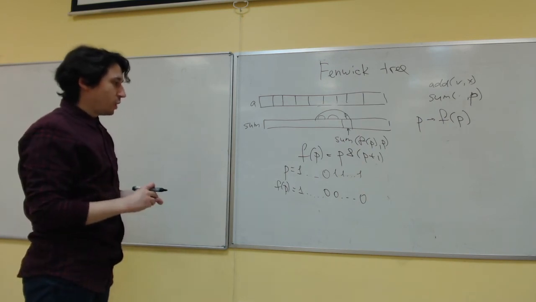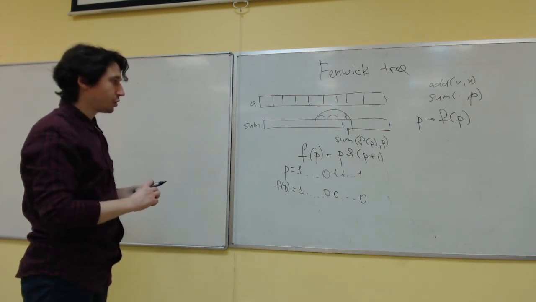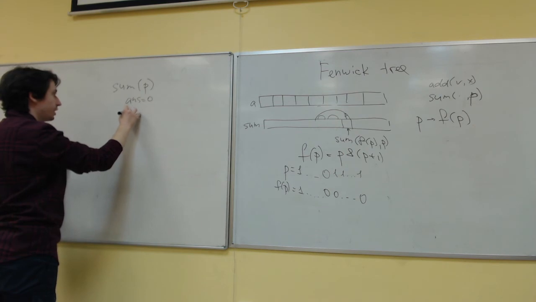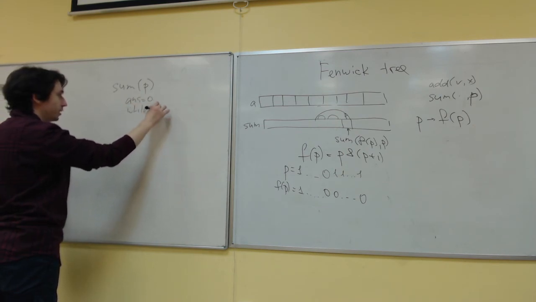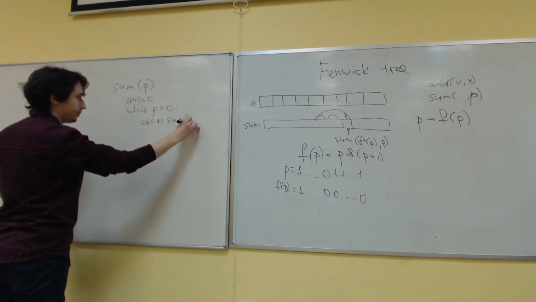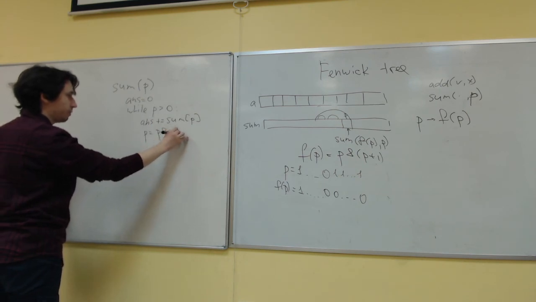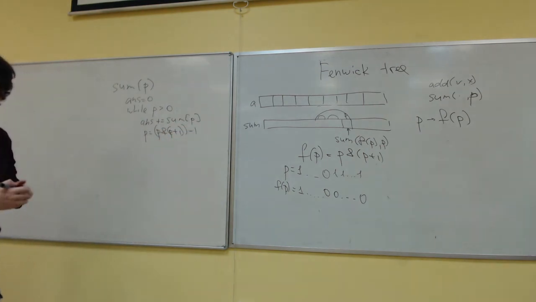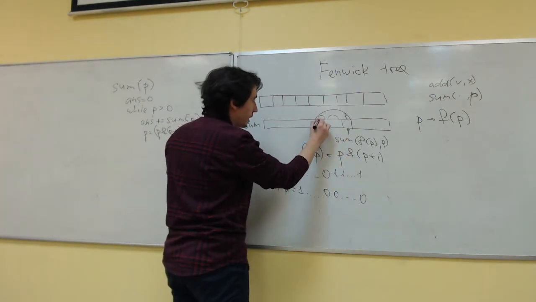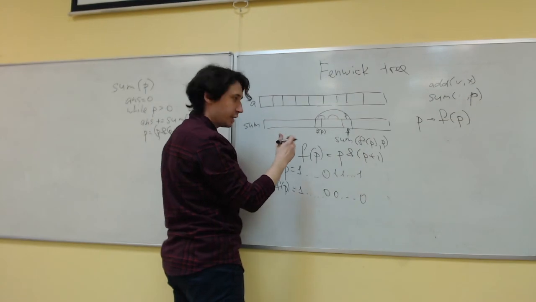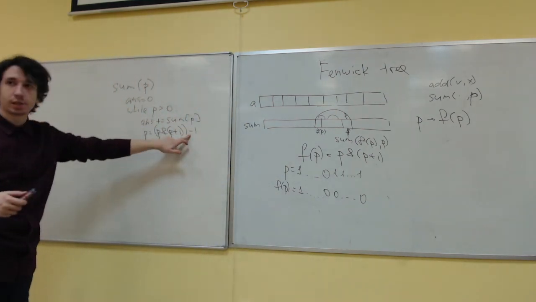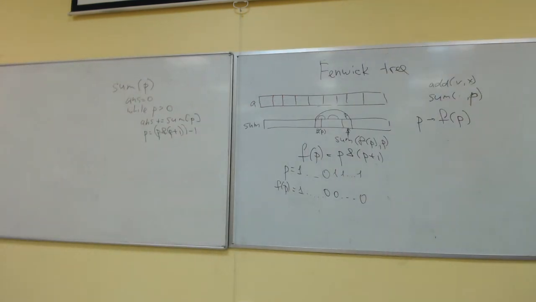Then we have to understand how to jump by this operation. Suppose we want to know the sum of the prefix P. Then we set answer equals 0, and while P is bigger than 0, we do the following: we add sum of P to the answer, and we set P to P and P plus 1, minus 1. Because we maintain the sum from f of P to P, we then have to ask for the sum of everything on the left, so we decrease by 1 here.